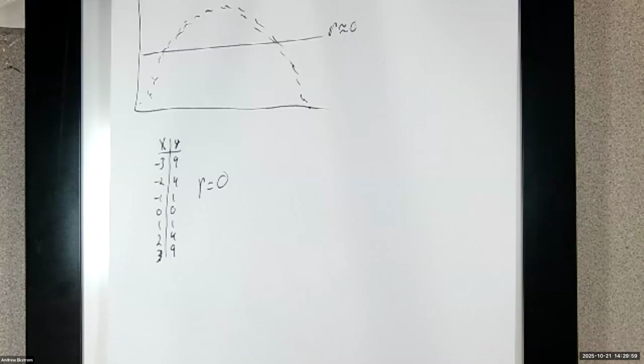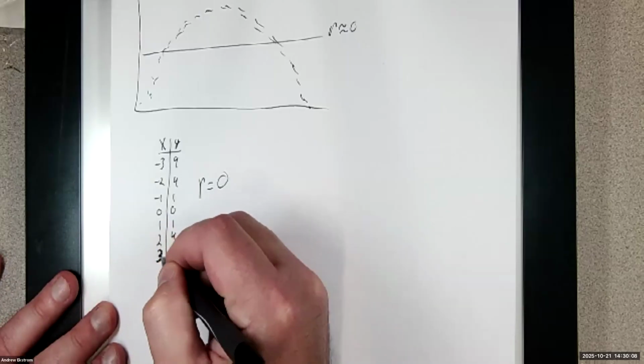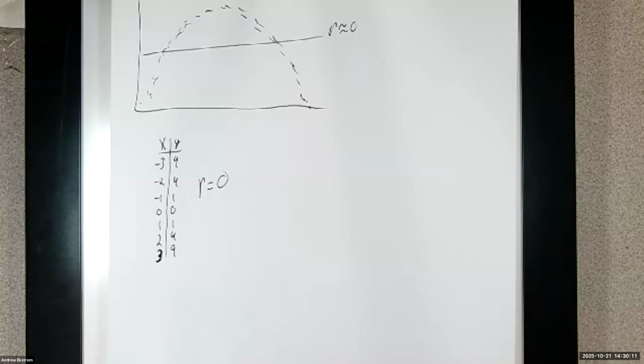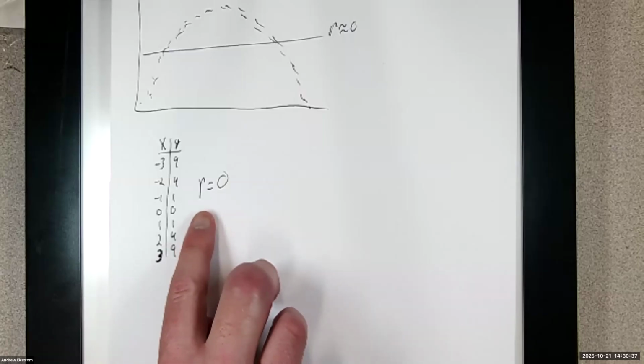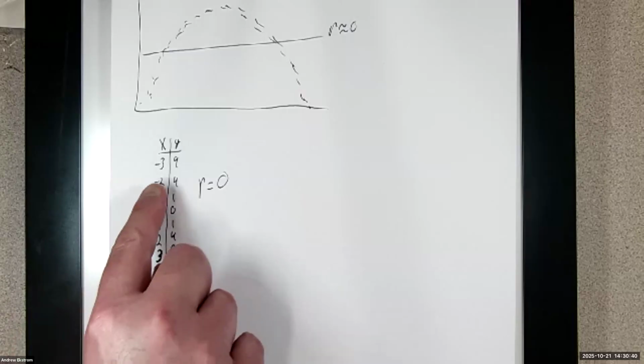F of -3 magically becomes 9. F of positive 3, which is what this is supposed to be down here, also becomes 9. What am I doing? Y equals x squared. But even though there is something we can model there, even though there is no variability in the data, if you go in and use the standard correlation test, it's going to come up as 0, meaning that there's no linear relationship between x and y.